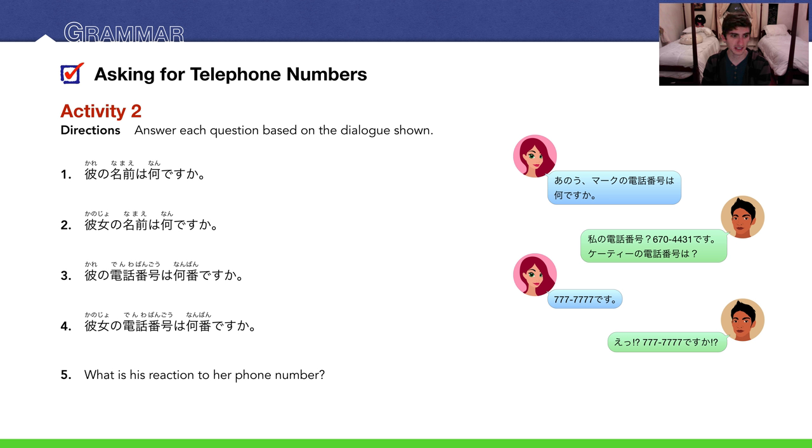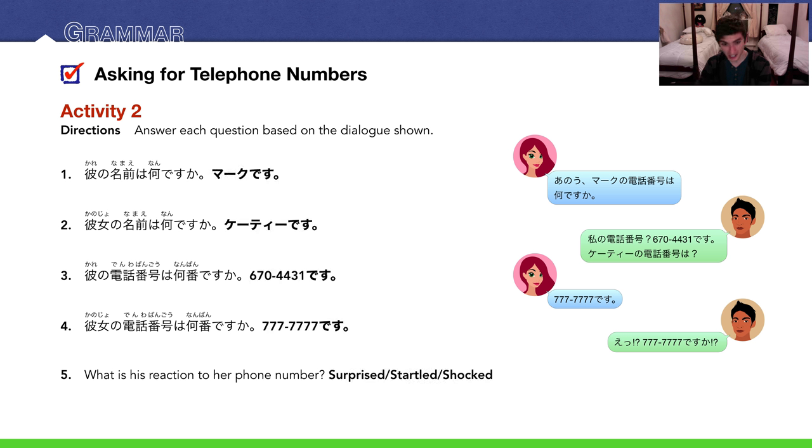Katie desu. Number three, kare no denwa bango wa nanban desu ka? So what is his number, Mark's number? Mark no denwa bango wa 670-4431 desu. Number four, kanojo no denwa bango wa nanban desu ka? This is kind of a mouthful, but kanojo no denwa bango wa 777-777 desu. Number five, what is his reaction to her phone number? Surprised? Like, startled? Shocked? All these words that begin with S? The answers are right here.